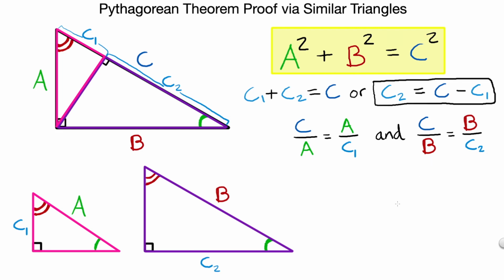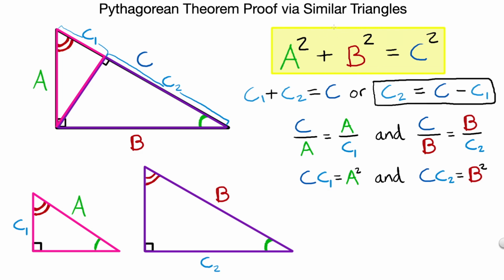Now, let's perform some cross multiplication where we multiply the c and c1 and the a's together and the c and c2 and the b's together. I've already done that here. Notice that we were starting to form the very familiar Pythagorean theorem. However, we got these pesky c1 and c2 values, and we need to get rid of them.